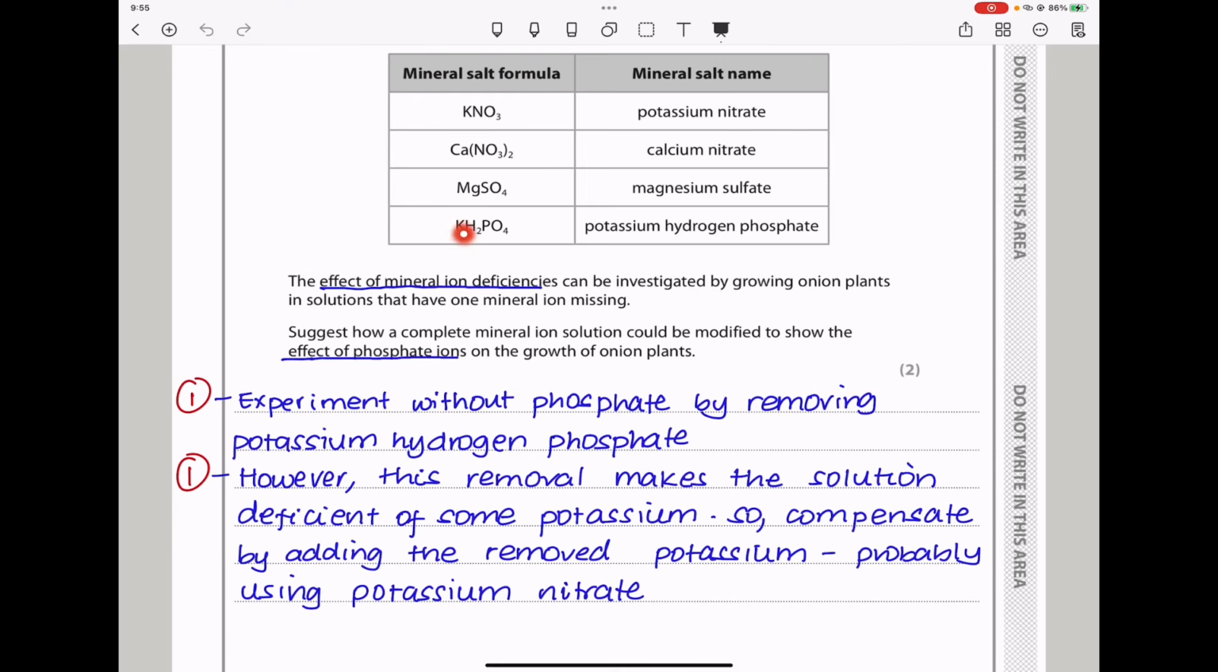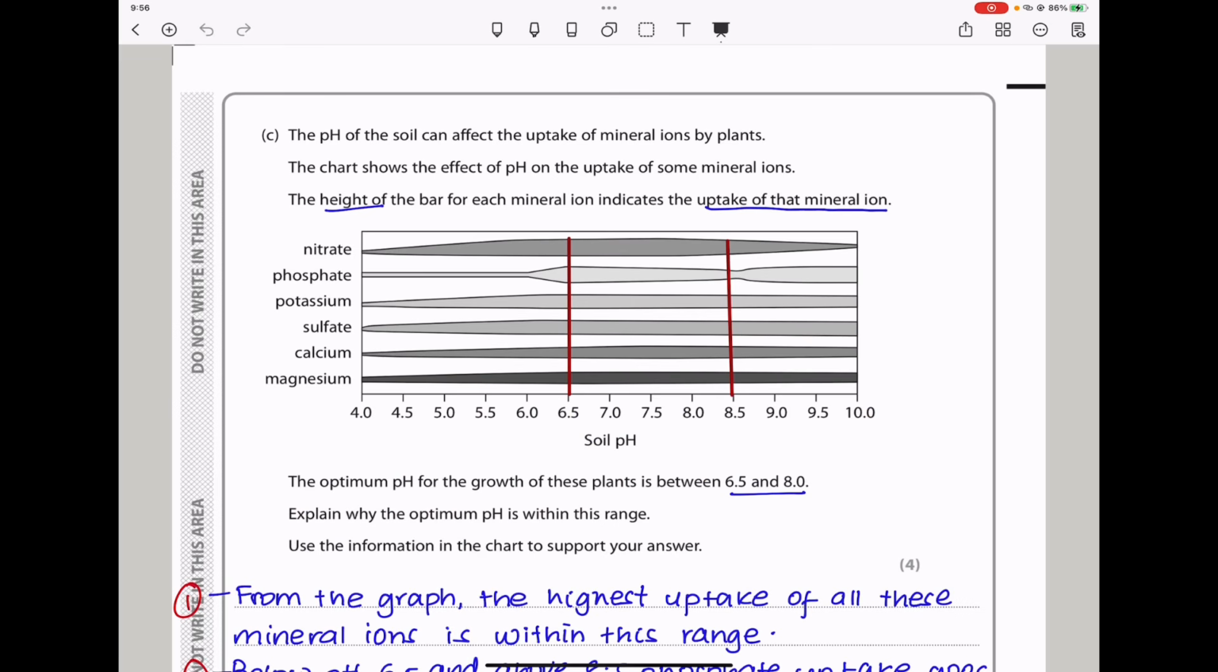Now we have to find a way of replacing the potassium because in this case, our aim is to remove the phosphate. So you have to find a way of replacing the potassium. Maybe that could be by increasing the potassium nitrate because you cannot just buy potassium cation. You have to buy it as a compound. So you could replace the amount of potassium by increasing the potassium nitrate and then removing this completely. So I said experiment without phosphate by removing potassium hydrogen phosphate. However, this removal makes the solution deficient of some potassium, so compensate that by adding the removed potassium, probably using potassium nitrate.